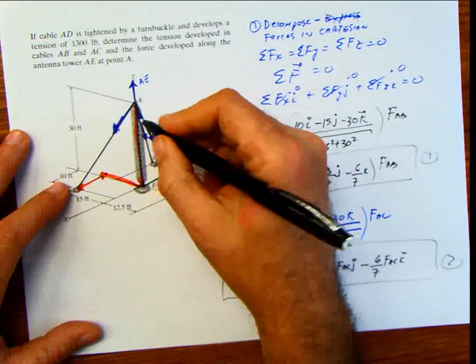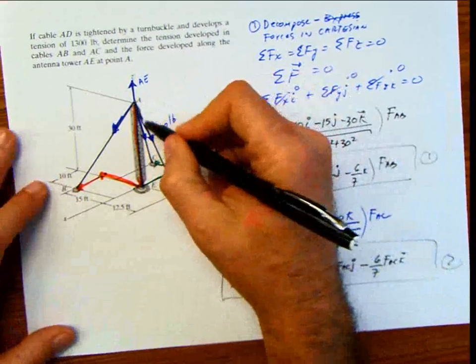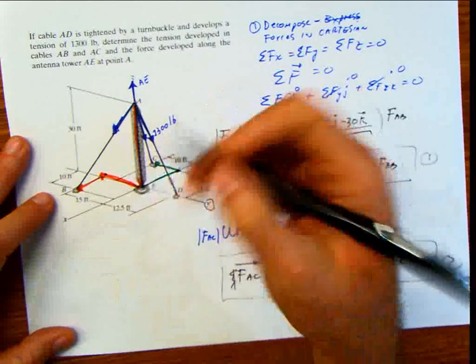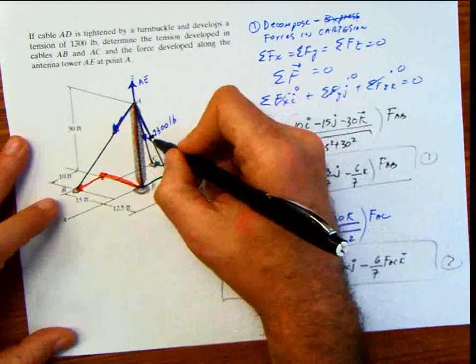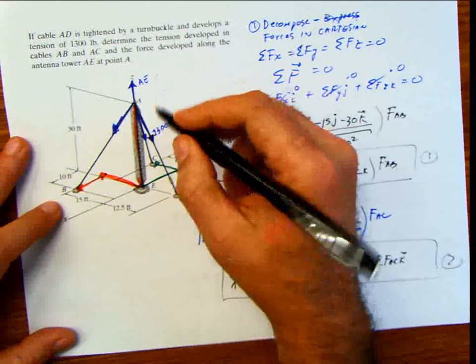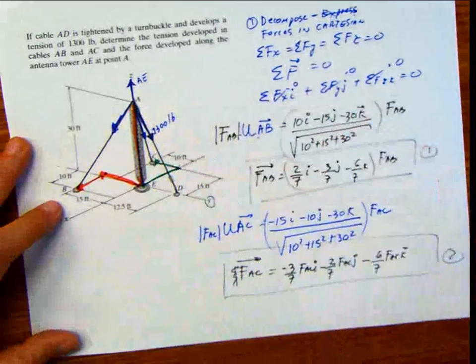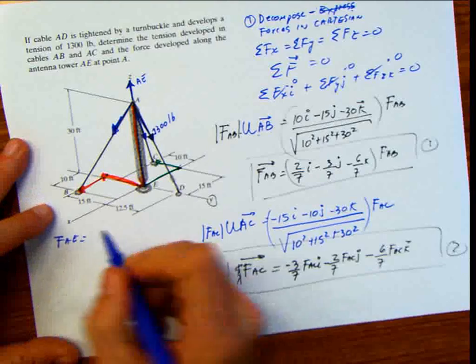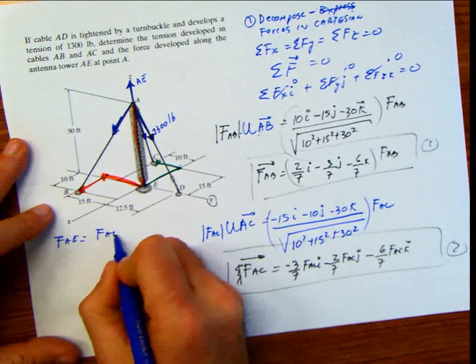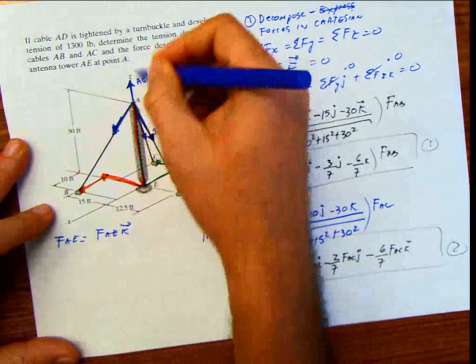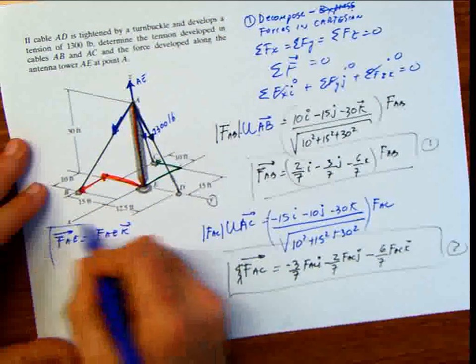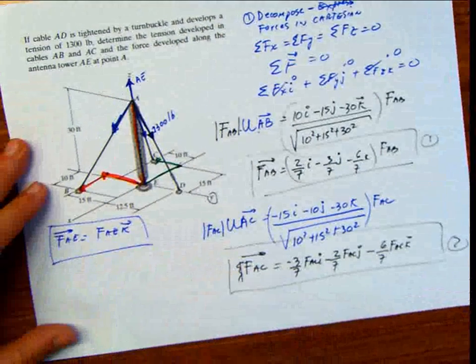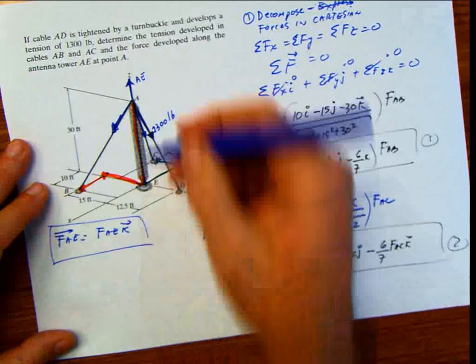And the last one, or not the last one, but next to last, I can do the force AE. The force AE directly is going to be equal to force AE acting in k, because it's going only as a vector in that direction. And the other one is this one.